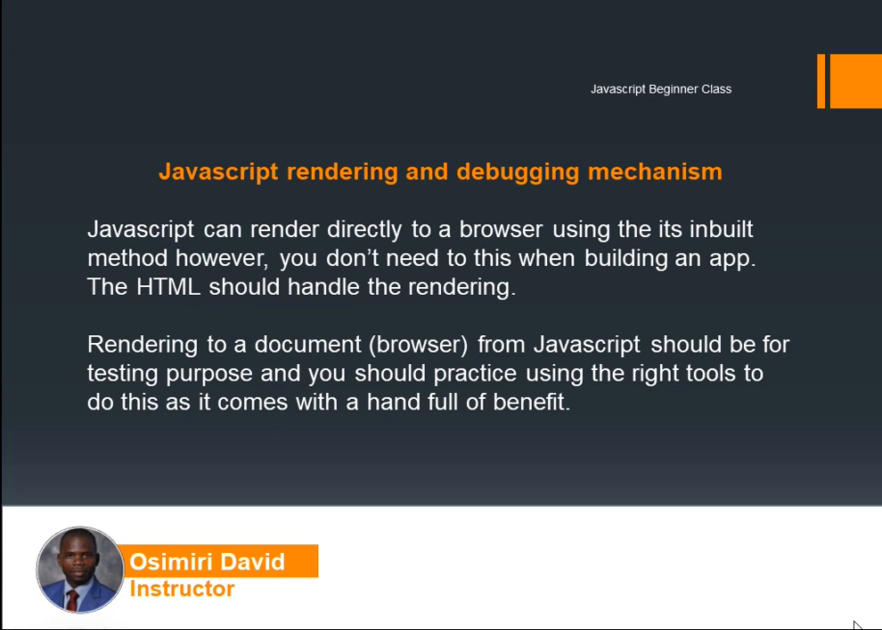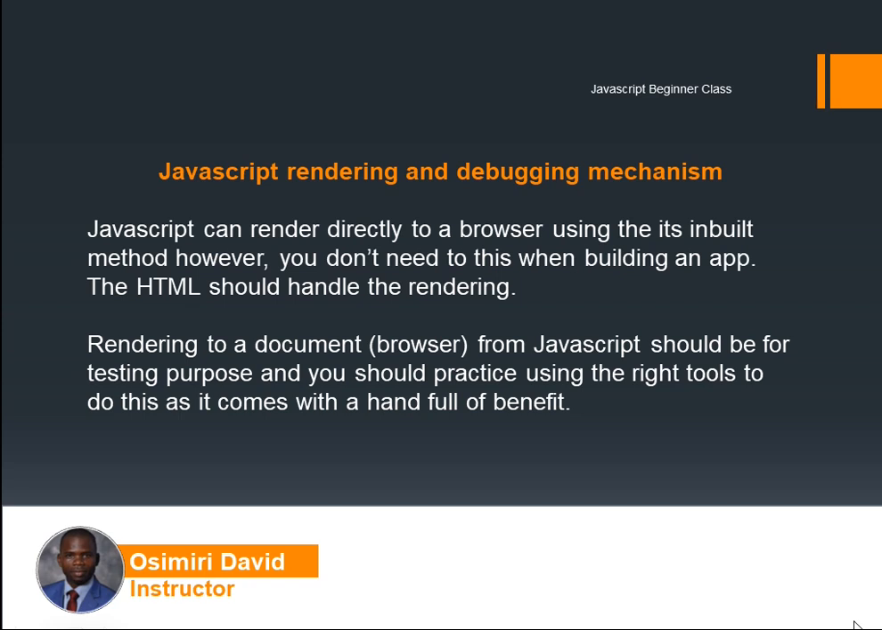JavaScript can render directly to the browser using its inbuilt methods. However, you don't need to do this when building an app. The HTML should handle your rendering. All your content should be rendered directly from your HTML. However, rendering to a document, which is your browser, from JavaScript should be for testing purposes. What this means is you can write a few lines of code that will display content on the browser directly from JavaScript, but this is not advisable. You should render your content from your HTML.